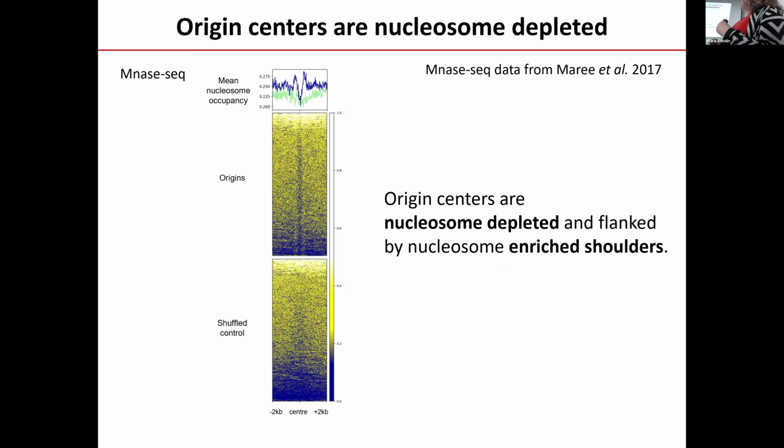So we also looked at the nucleosome occupancy around the origin centers. Here also we were lucky to have an MNase-seq data set available. And we see that we have a depletion of nucleosomes directly at the center of the origins, and then two shoulders of nucleosome enrichment next to the center of the origins.